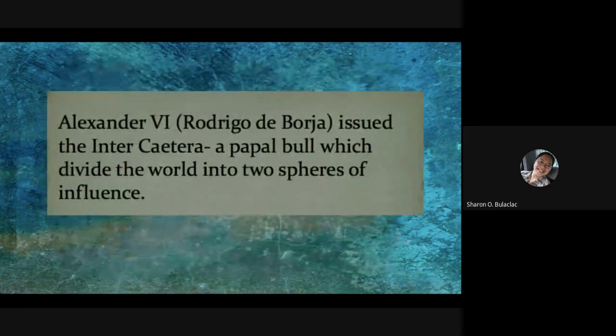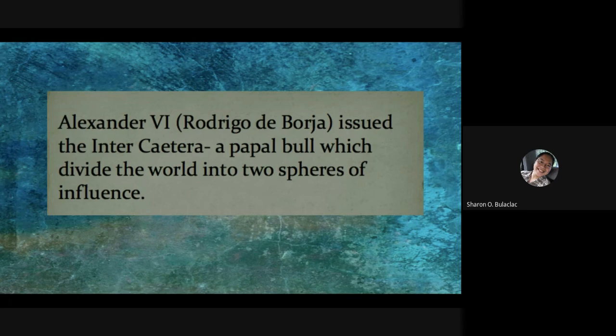So because of this, you have the two rival kingdoms, Spain and Portugal. When the Portuguese were successful in reaching Asia, and Spain also started to send their expedition, they requested the Pope at the time na magkaroon ng malinaw na demarcation kung saan ba talaga yung exploration and expansion ng kanilang kingdom. So that's why you have Alexander the Sixth. He issued the Inter Caetera, the papal bull which divided the world into two spheres of influence.